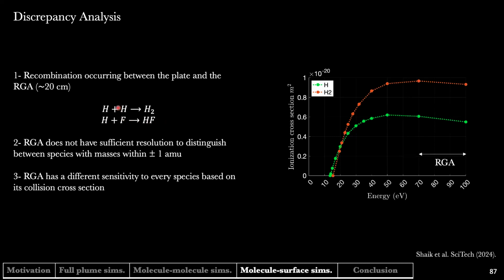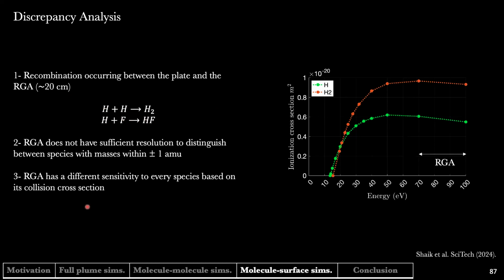There is also surface recombination. So for example, one atom of H can stick to the surface, and then a second atom of H can come and collide with the surface, and then these two atoms will recombine on the surface. The second explanation could be that the RGA does not have sufficient resolution to distinguish between species within plus 1 or minus 1 AMU.